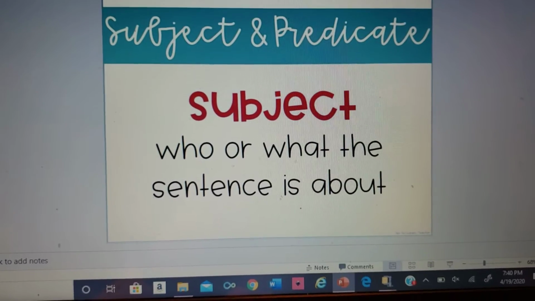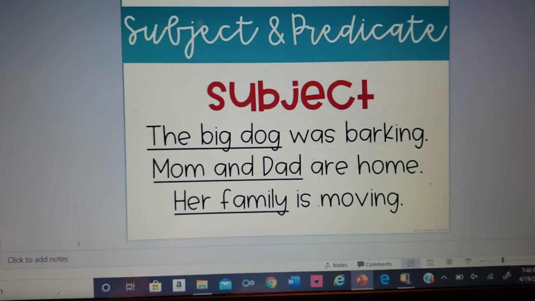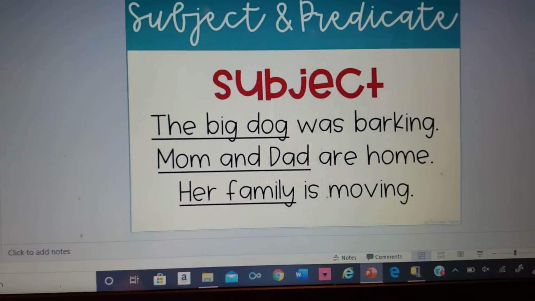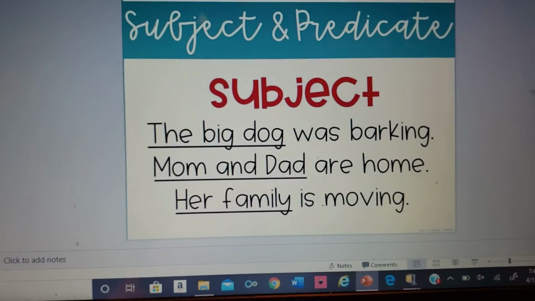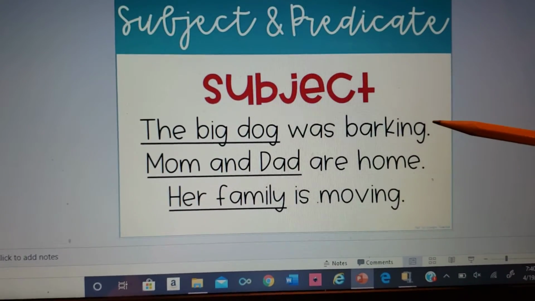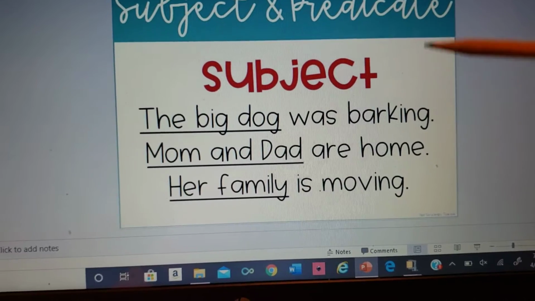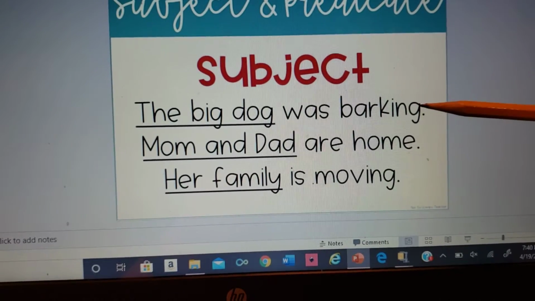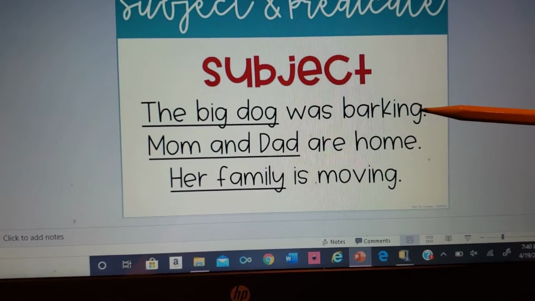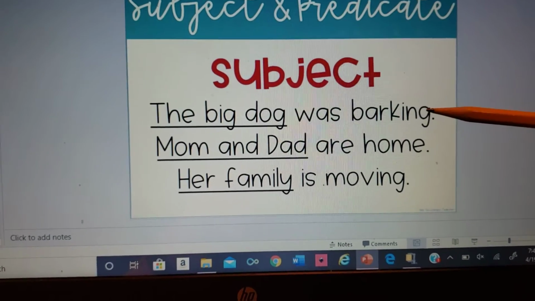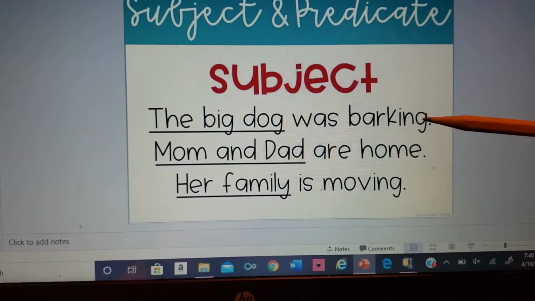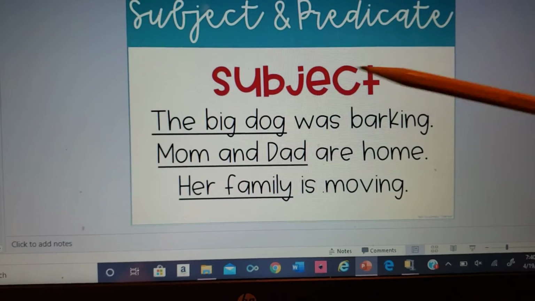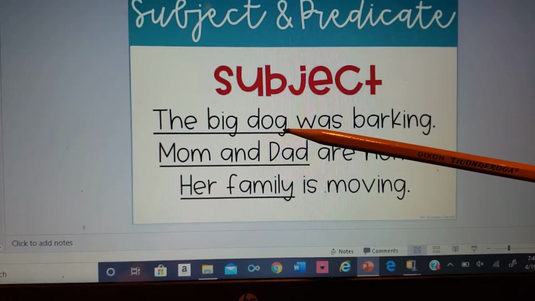And I'm going to show you some examples. All right, here they are. A subject, we have three sentences. It says, the big dog was barking. And remember, I just said the subject of the sentence has to tell who or what. So I can ask that question to find the subject. Who or what was barking? Well, the big dog was barking.